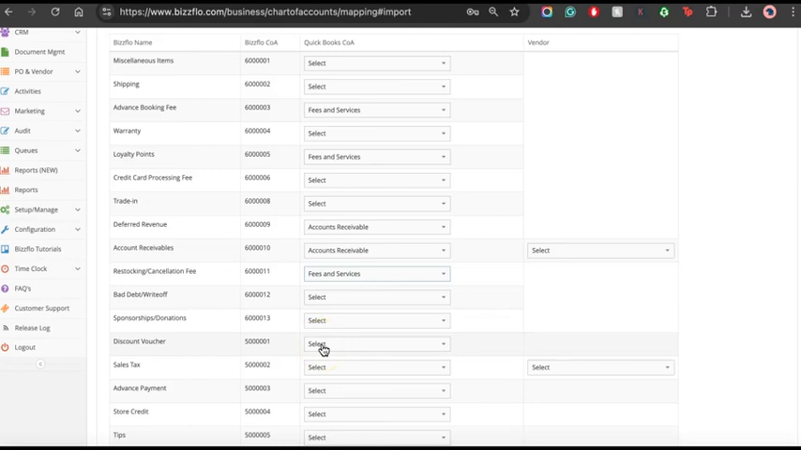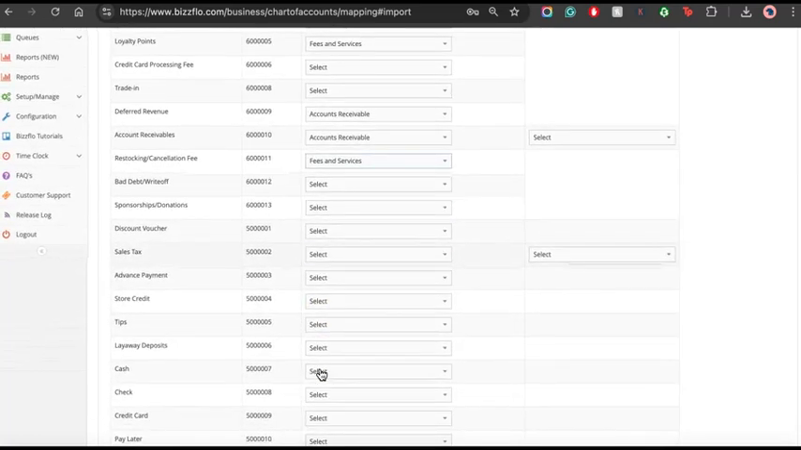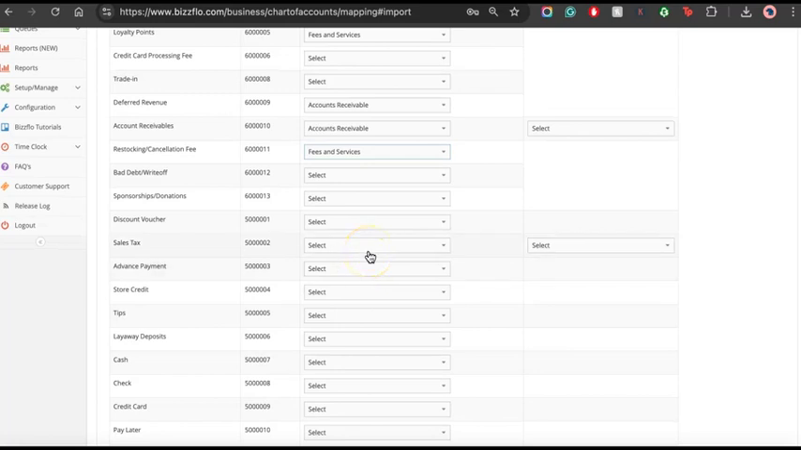Sales tax must be recorded under sales tax payable, a liability account. The tax department should be created as a vendor in QuickBooks. The vendor name in QuickBooks must exactly match the name used in BizFlow.